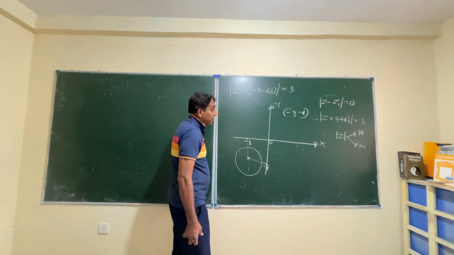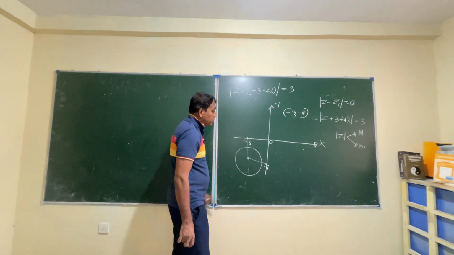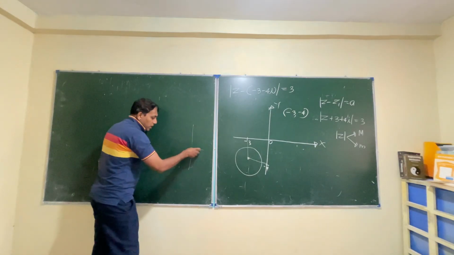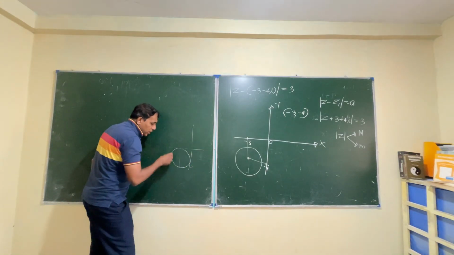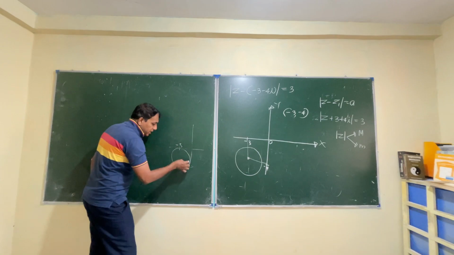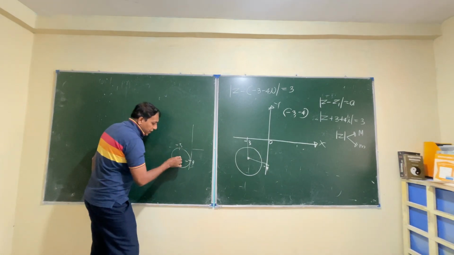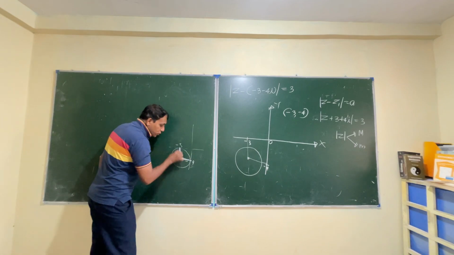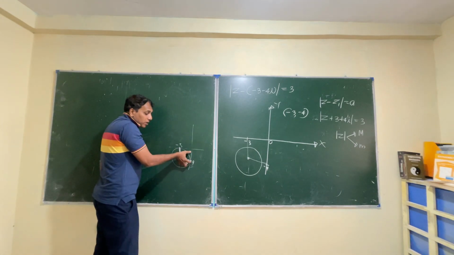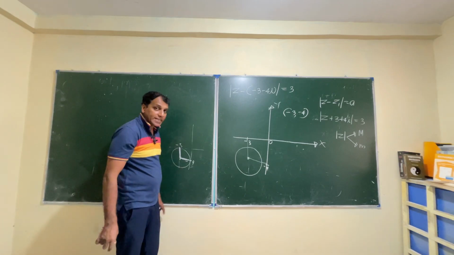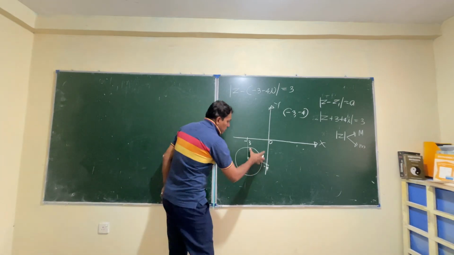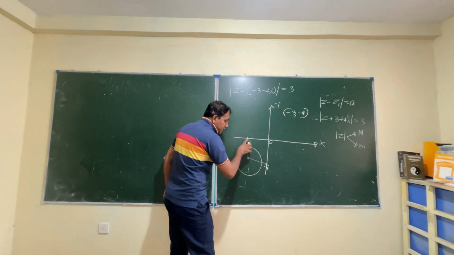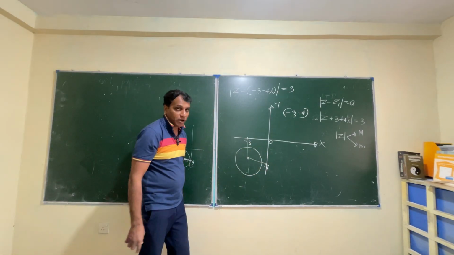So how is this diagram? Radius 3, center minus 3 comma minus 4. See another picture if I draw it here, it comes like this. This is minus 3 here, minus 4. Radius 3, so it should be 3 units here, but here it is 4. Therefore, no chance of touching the axis like this. This is minus 3, okay, no problem, and this is 4. Therefore, this is the picture.